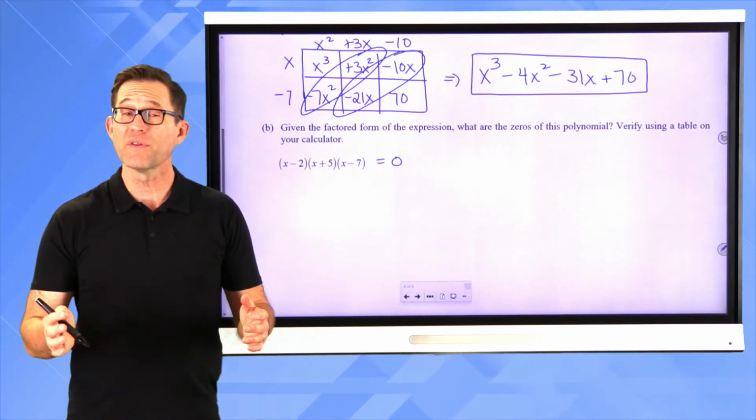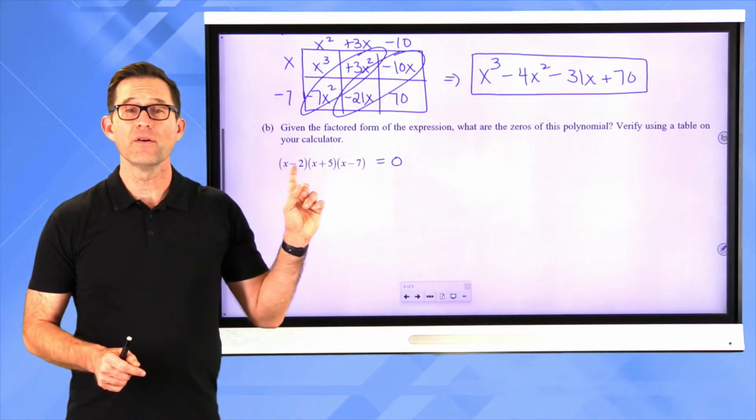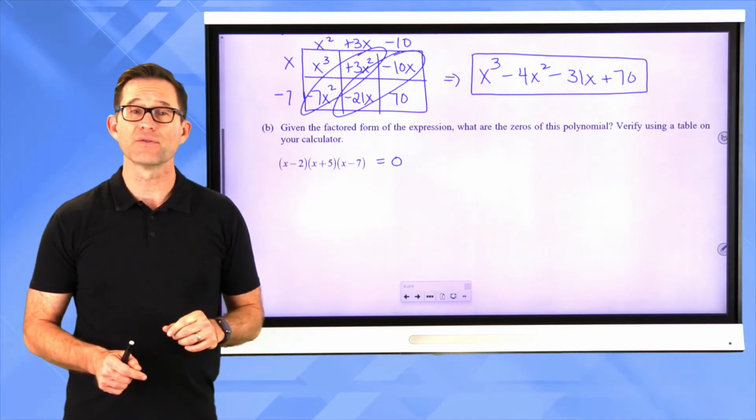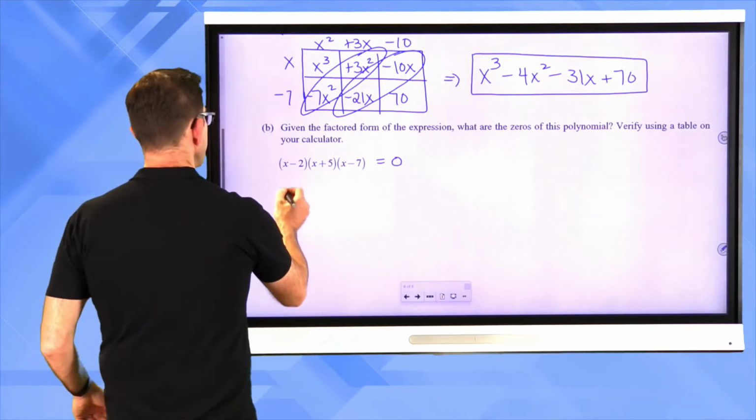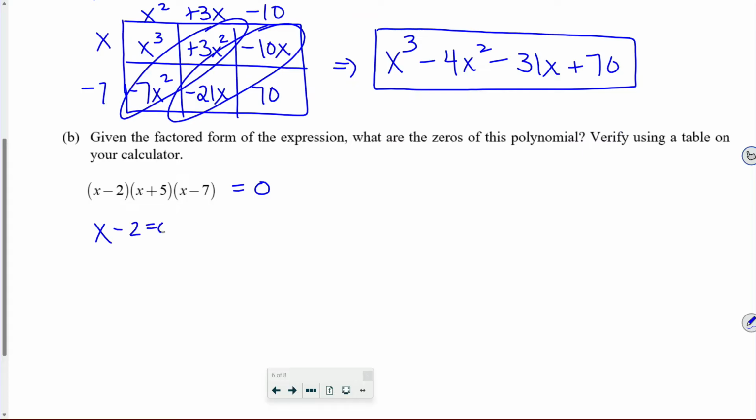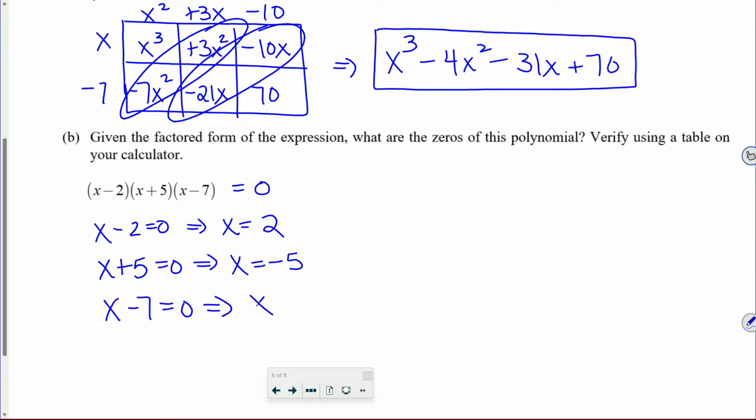All right, well, remember the zero product law. Any value of x that makes any one of these factors equal to 0 will make the entire polynomial equal to 0. So x minus 2 equals 0. That gives me x equals 2. X plus 5 is equal to 0. That gives me x equals negative 5. X minus 7 equals 0. That gives me x equals 7. So those should be my 3 zeros.